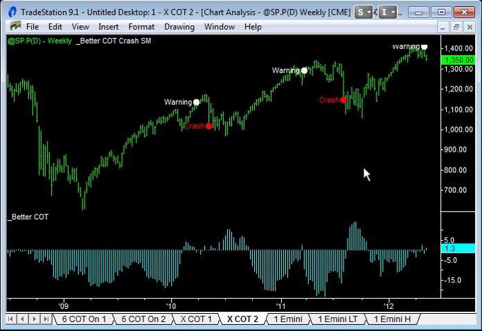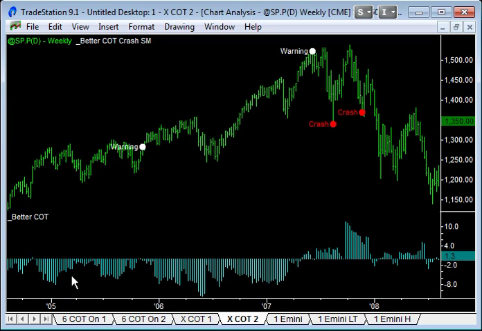So let's go back over time and show you some of these other warning signals. So this is the last 3 that we've had since 2009. Here's the period from 2005 up to 2009. You can see we had a crash warning here. Didn't lead to an immediate correction.